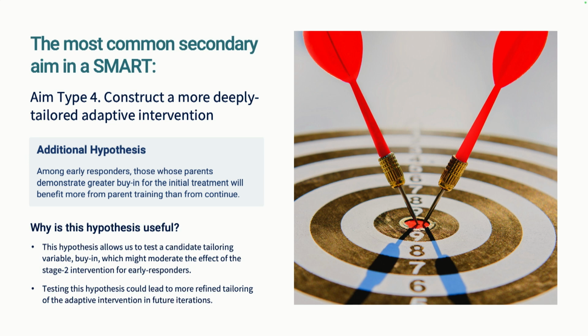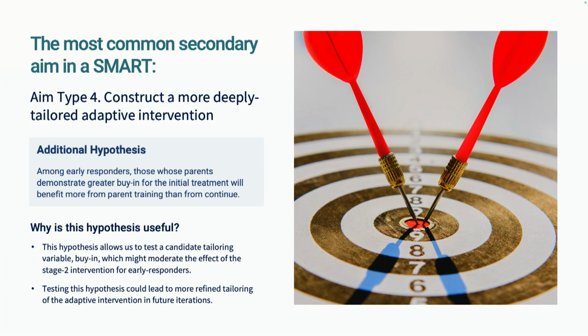So the most common secondary aim is aim type 4. Aim type 4 is this one: construct a more deeply tailored adaptive intervention. Now, don't freak out if that is a mouthful of jargon and you're like, wait, more deeply than what? We are going to do a module. Module 7 is all about this aim type. So we're going to get to it, but let me whet your appetite a little bit. You might believe that among early responders, those whose parents demonstrate greater buy-in will benefit more from parent training than from continuing.